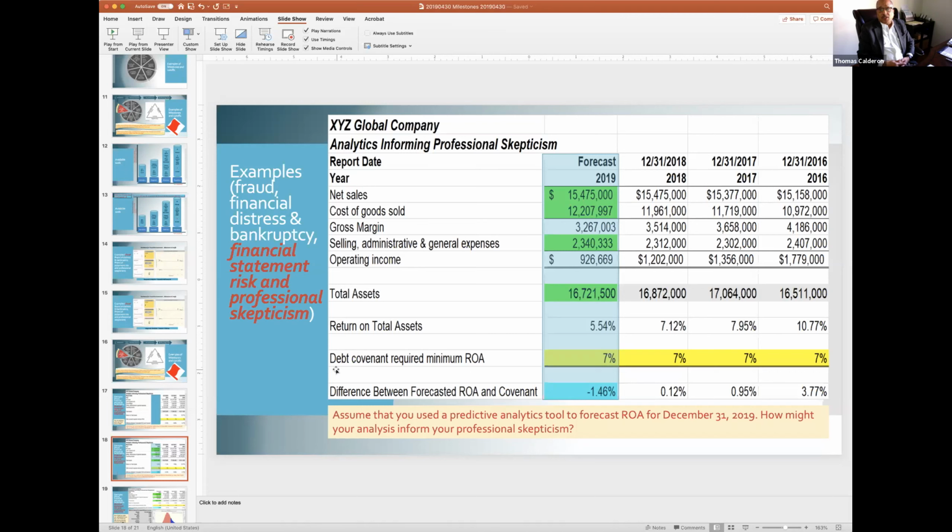Well, what you could say as an auditor is that 5.54% is just about 1.46% short. And given the fact that this is an innovative company, it is very likely that the company might do something innovative, which will assure that it meets its debt covenant. But bear in mind that the company may also manage its earnings very, very aggressively to achieve that task.